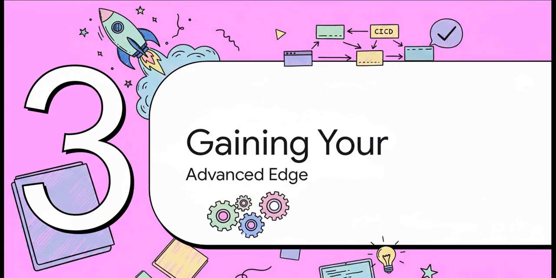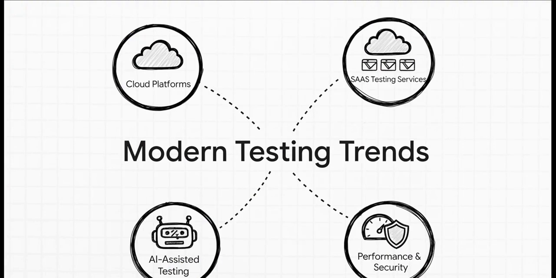All right, so you've nailed the core skills. You get the whole pipeline thing. Now what? How do you really stand out from the pack? Section 3 is all about those advanced skills that are going to give you a serious edge in the job market. Look, the world of testing is moving fast. You got to keep up.